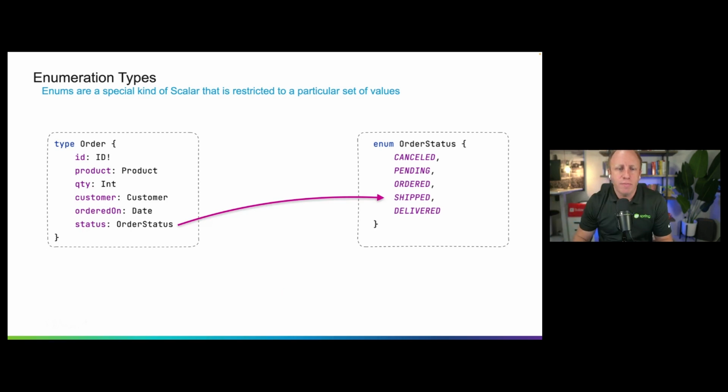We also have things like enumeration types. Java developers, we should be pretty familiar with enums. This is a special kind of scalar that is restricted to a particular set of values. So in our case, on the left, we have an object type called order. We have a field called status, which is of type order status. That just means if you're going to define an order status, it must be one of the following: canceled, pending, ordered, shipped, or delivered. So those are enums.